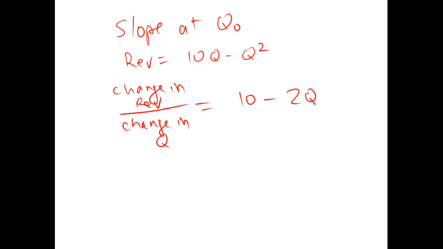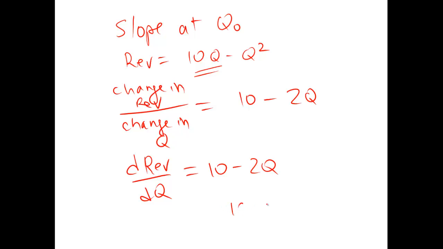If you've had a lot of math, or even a moderate amount, you know this is the derivative, dRev dQ. And you know we can find it by taking the derivative of 10Q, which is 10, minus the derivative of Q squared, which is 2Q. And so that all means that the derivative, or the slope of this function at Q0, is equal to 10 minus 2 times Q0. Now, why am I doing all this?